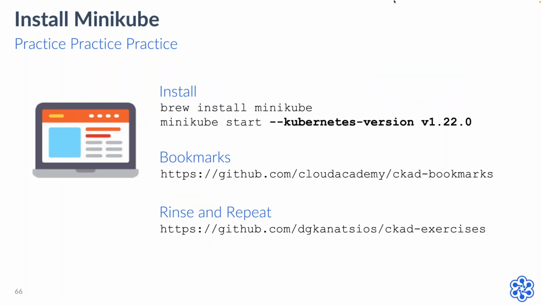Remember the following links. Practice, and install Minikube locally. Make sure you install version 1.22, as that's the version currently used for the Kubernetes CKAD exam. The bookmarks export, don't forget that I've made that available in the following GitHub link. And then there are also some third-party CKAD questions provided in the last link as seen here.